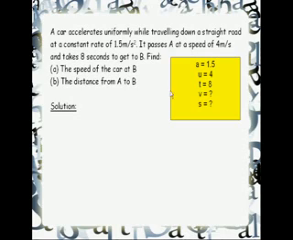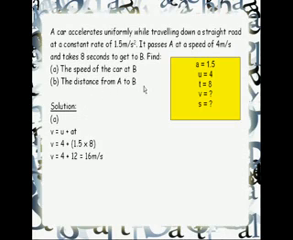Okay, so we're trying to find a formula that connects V, T, U, and A. So V equals U plus AT. The final velocity is the initial velocity plus acceleration times time. So you're going to do V equals, and you're just substituting the values, U 4 plus 1.5 times 8. 1.5 times 8 is going to be 12, plus 4 is 16 meters per second.